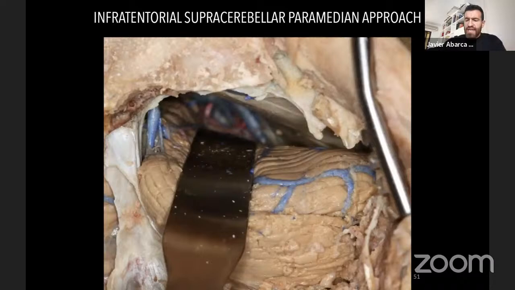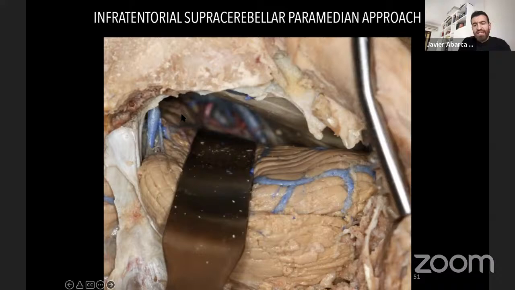It's very important to see how we have left intact the midline structures, this torcula, the sagittal sinus, and even the inferior vermian veins. And our route is parallel. So the cerebellar retraction, you can see here how it's easier than the midline retraction. And we now don't have to deal with the culmen of the cerebellum.